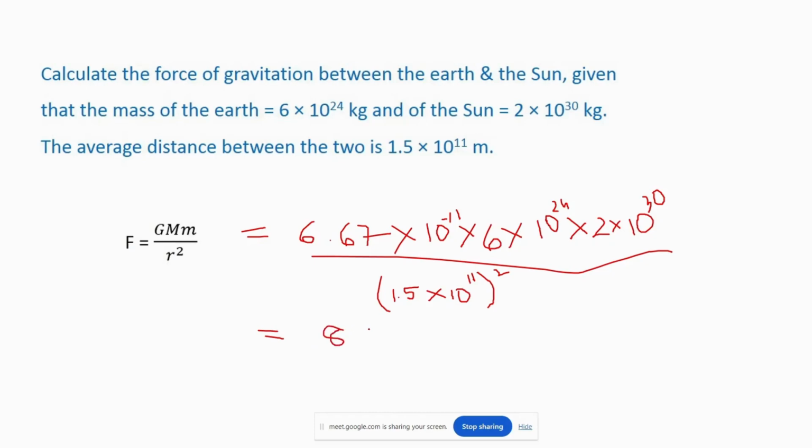So this is what I was talking about, 6.67 into 6 into 2 would give you a value of around 80, and then 1.5 squared is 2.25, and then 24 plus 30 is basically 54 minus 11, that would give you 10 to the power 43 at the top, and in the bottom you have 10 to the power 22.